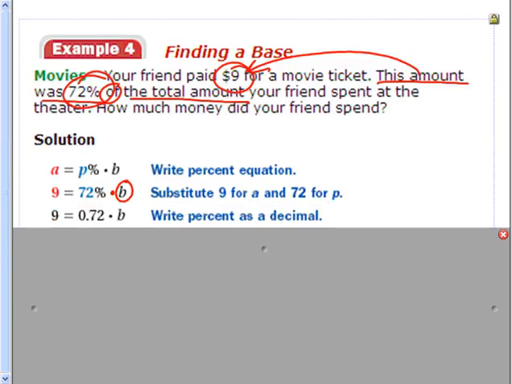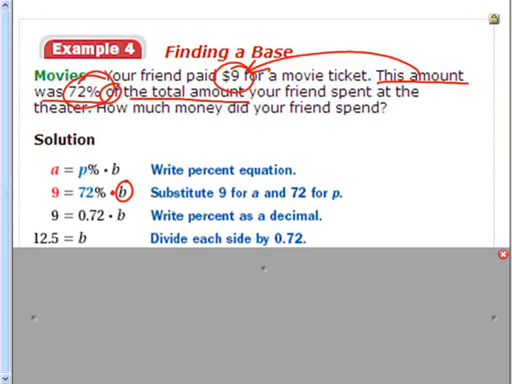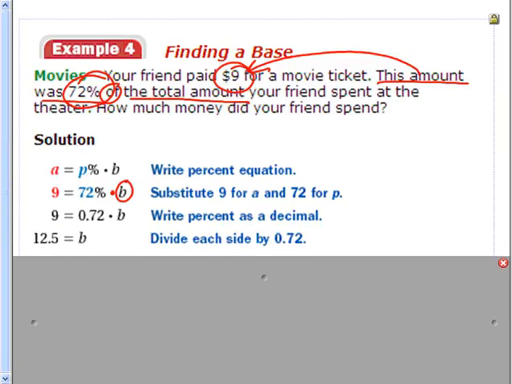Let's take a look now at the equation. 9 equals 72 hundredths. They've changed the percent into its decimal form. 72 hundredths times B. All right, now we're solving the equation. We're trying to find B. Since B is being multiplied by 72 hundredths, they're not showing us this, but we would divide each side by 72 hundredths.